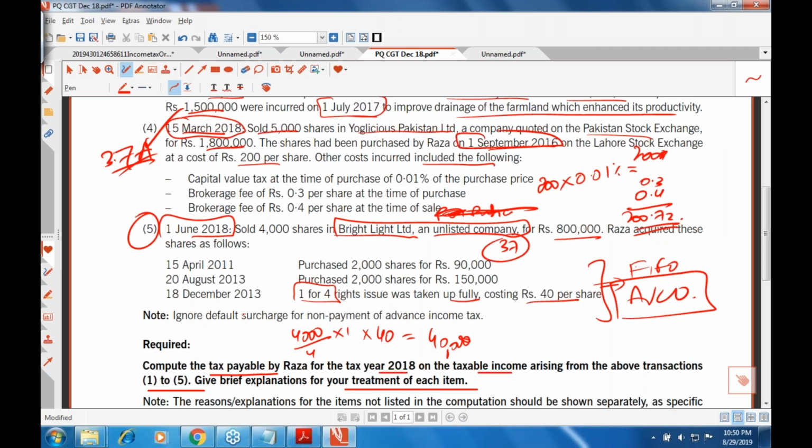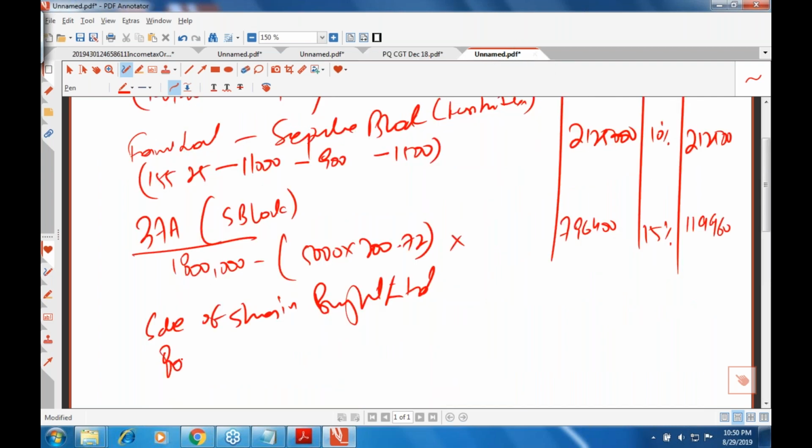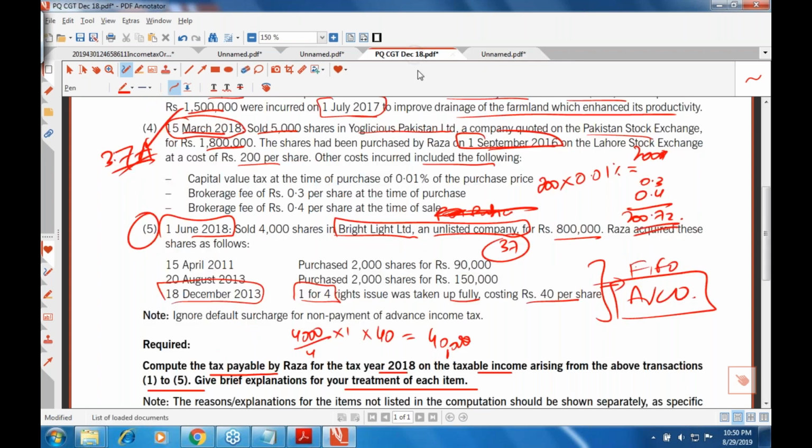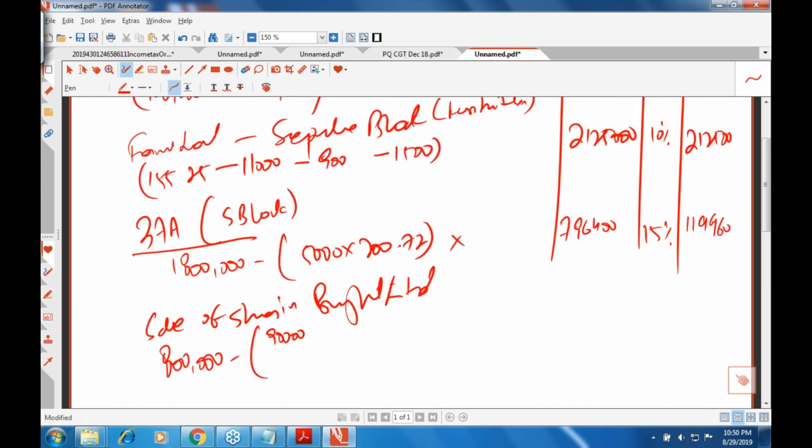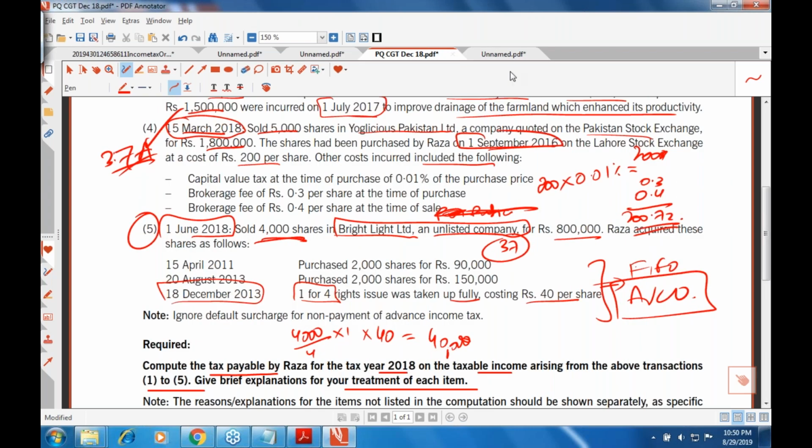So 1st June 18, the last purchase was in December 13. So it's more than 1 year. So the shares were being sold for 800,000 minus the cost, which is 90,000 plus 150,000 plus 40,000, divided by 5,000 multiplied by 4,000, which are sold. The number of shares sold are 4,000.